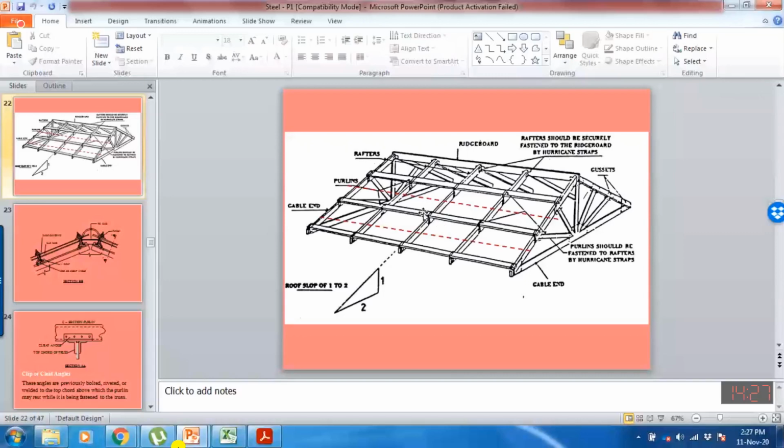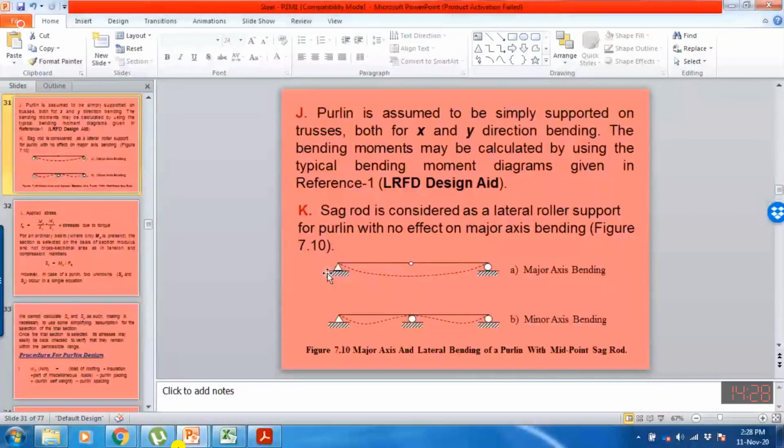So for this purlin about the x-axis, this bracing will not be effective, and we are assuming the whole length of the purlin. This point is showing the lateral bracing. So along the major axis, it will bend as a whole. About the y-axis, this sag rod will behave as a simple support. So it is a continuous beam about the minor axis, or about the y-axis. If we have two sag rods, then we will have a purlin which has three spans.